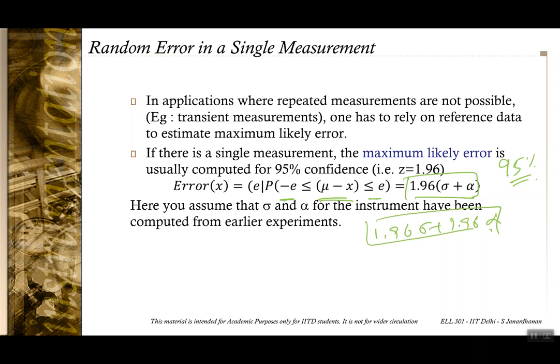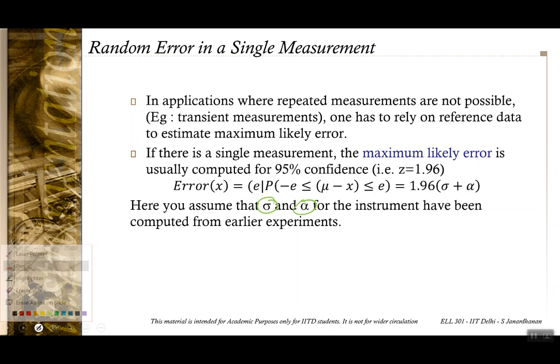Now, to make the estimate, particularly in cases when you have a single measurement and you want to predict a possible error, we can use the z distribution table. However, here we are assuming that we know sigma and alpha, that we already have an idea of them from past experience with the instruments.